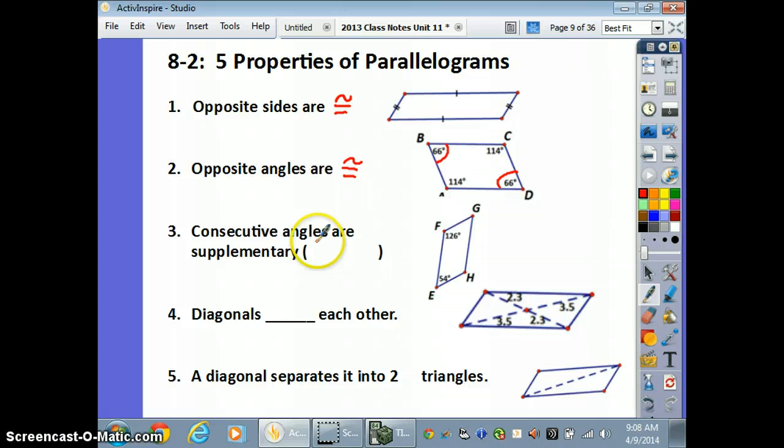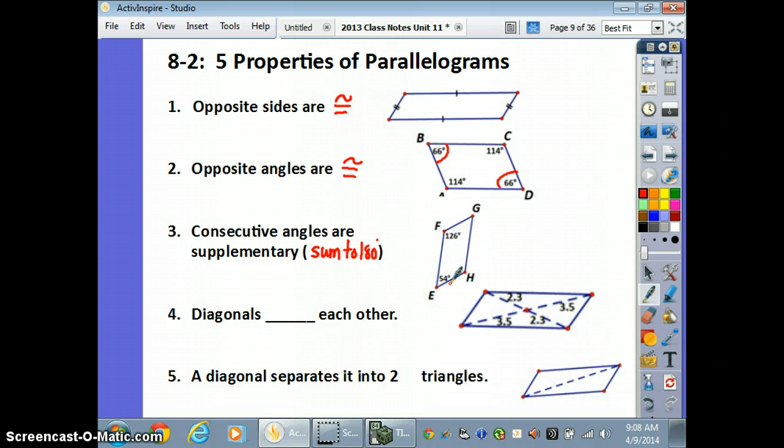Consecutive angles, you know, the ones right next to each other we've been talking about, they're supplementary. See how this is 126 and that's 54? What do they sum to? Supplementary means they sum to 180. You can see 126 and 54 does add up to give me 180.